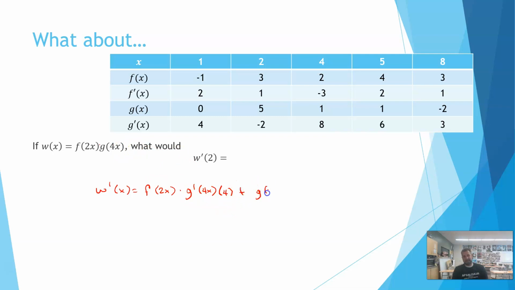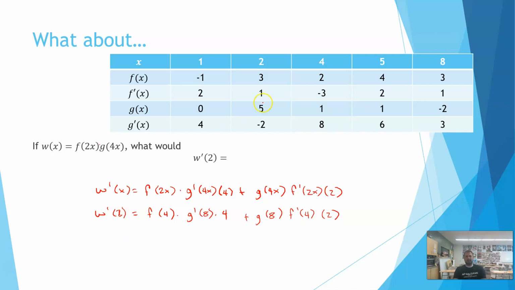Plus the second function times the derivative of the first function. And hopefully, again, you can see how I'm using the chain rule to take the derivative of the first and second function. Once I do that, I'm just going to plug my numbers in that I got. So I've got f of 4 times g prime of 8, and all of that's multiplied by 4, plus g of 8 times f prime of 4, and then we're going to multiply that by 2.